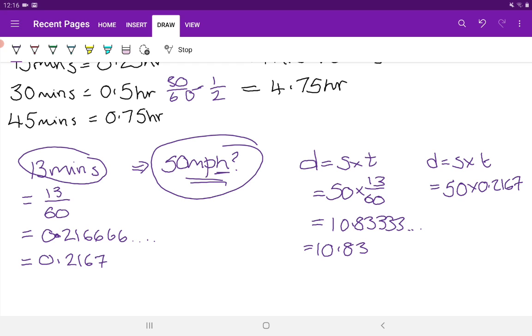Our speed was in miles per hour, so our distance is going to be in miles. If I do it with the decimal, now I rounded it to 4 decimal places, so that's still not too bad in terms of accuracy. If I do 50 times 0.2167, I get 10.835. If I was rounding that to 2 decimal places as well, that would give me 10.84. So you can see I get a slightly different answer just because I've rounded it a little bit rather than using the exact fraction. But as long as you're clear with your working as to what you've done, it would be okay.